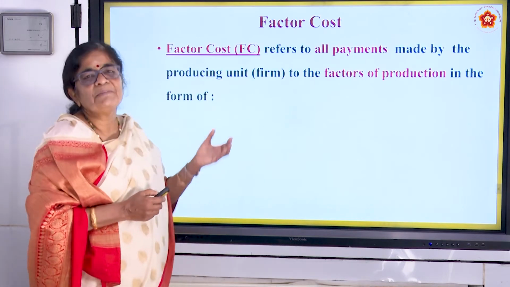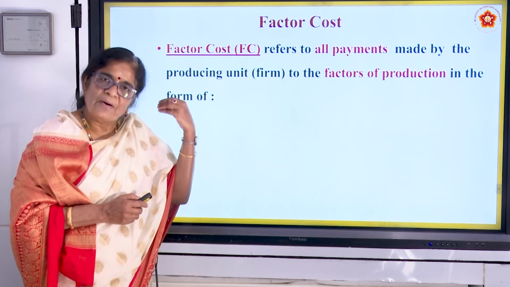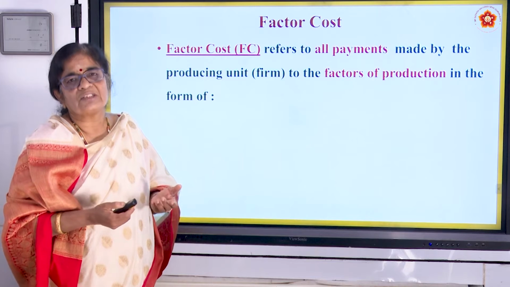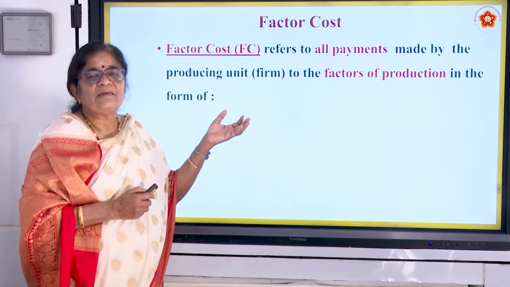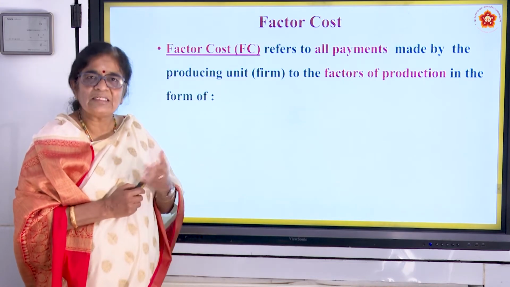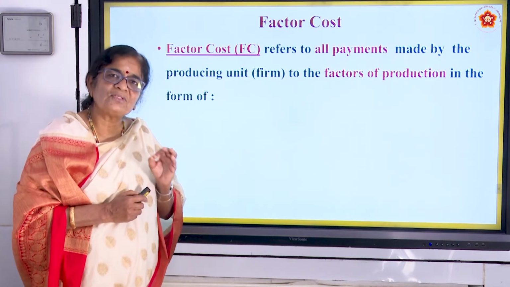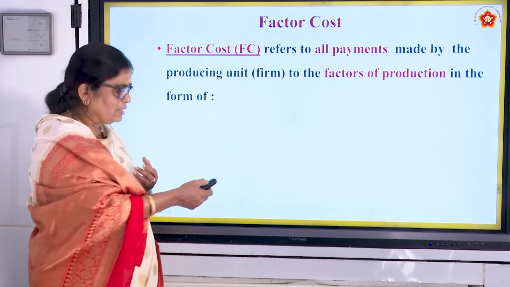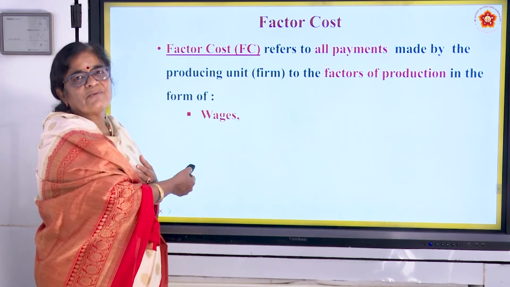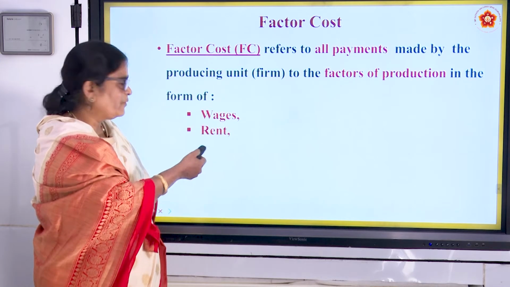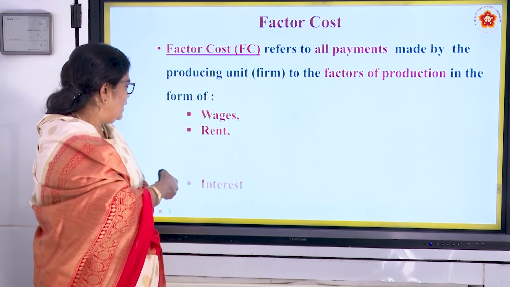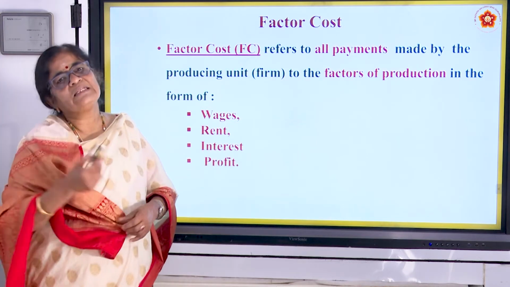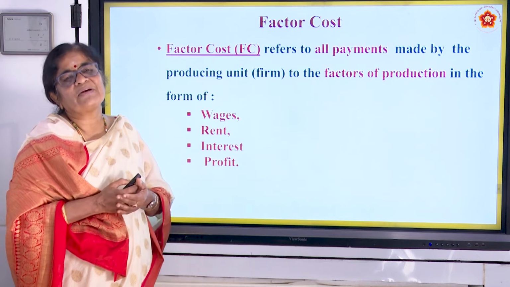Factor cost is all the payment done by the firm or the production unit, because a firm is nothing but a production unit, to the factors of production. That is called factor cost. Therefore, factor cost is the cost incurred for the utilization of factors of production. As we have already studied, it is paid in the form of wages for labor, rent for land, which is a factor of production, interest for capital, another factor of production, and profit for entrepreneurship, which is one of the factors of production.